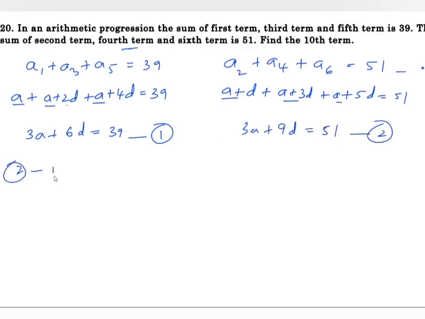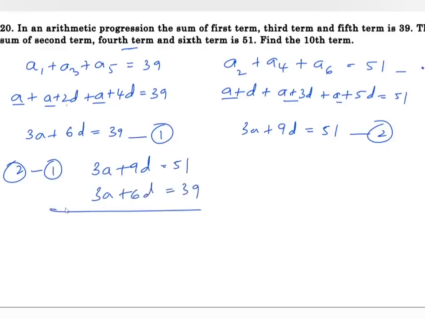Now subtract equation 2 minus 1. What we get? 3a plus 9d equals 51, 3a plus 6d equals 39. Now in the subtrahend all the signs will be changed. Now plus 3a minus 3a will cancel out. 9d minus 6d is 3d. In the same way 51 minus 39 is 12. Now d equals what? 12 by 3. D equals 4.